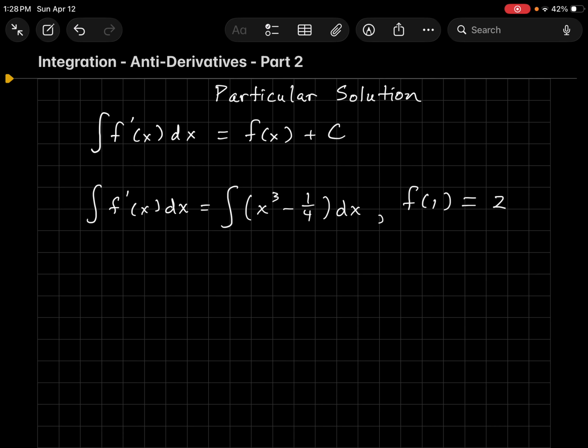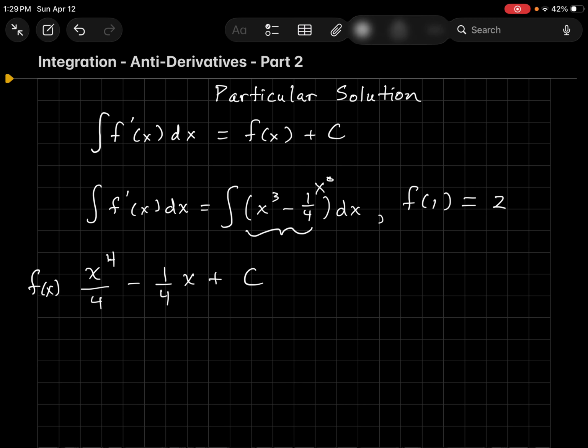How does this work? Well, let's do the antiderivative of each of these pieces. Using the power rule for the first one, we get x to the fourth over 4, adding 1 to the power divided by the new power. For the second piece, you can think of this as being negative 1/4 times x to the 0 if you want to. So we get negative 1/4 x to the first over 1, or simply x, plus c. And this is a general antiderivative f of x.